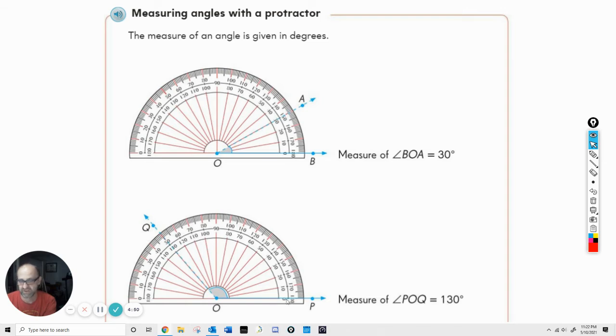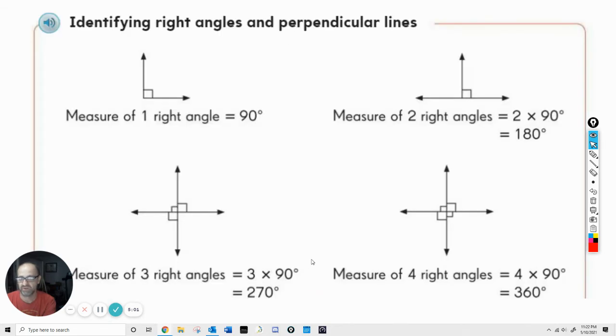POQ, you start again. You count 0, 10, 20, 30, 40, 50, 60, 70, 80, 130. This is 130 degrees. It's not 50. We're not counting from this 0. We're counting from this 0.